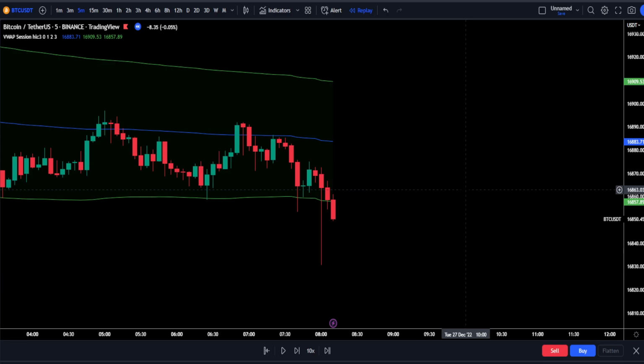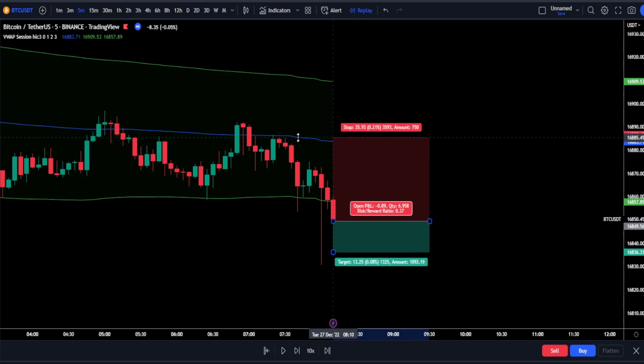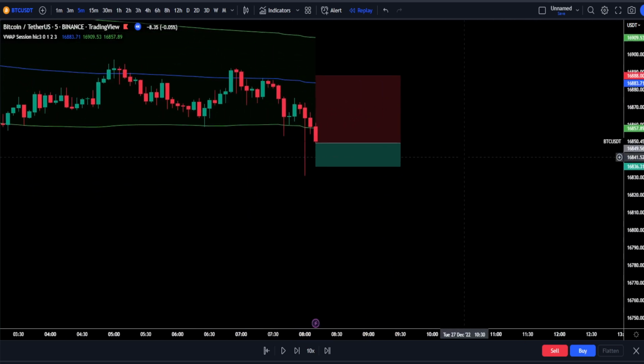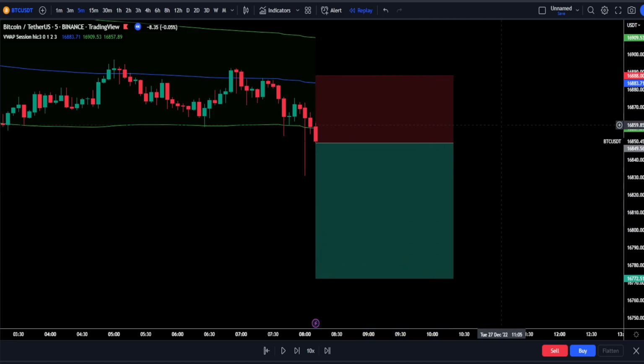For a sell position, the rules are exactly opposite. We will need for the price action to break below our lower VWAP band, and this is when we will enter into our position. Our stop loss will be set just above our most recent swing high, and once again, we will be targeting 2 times the risk.